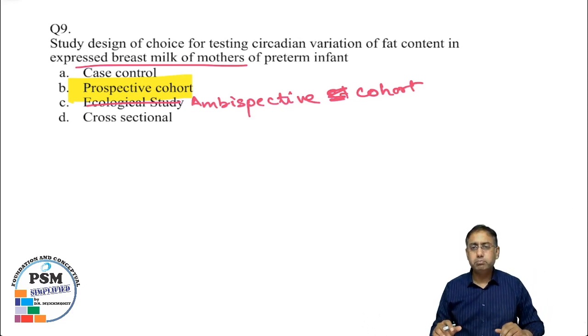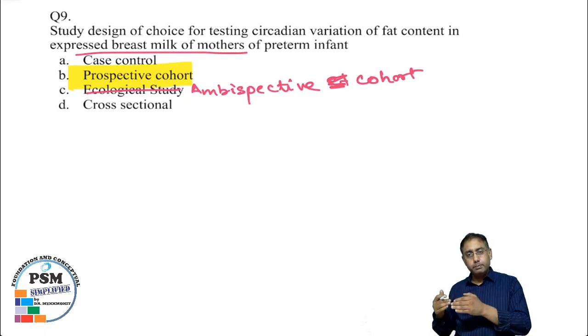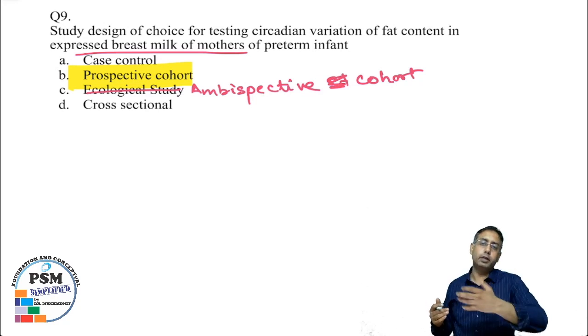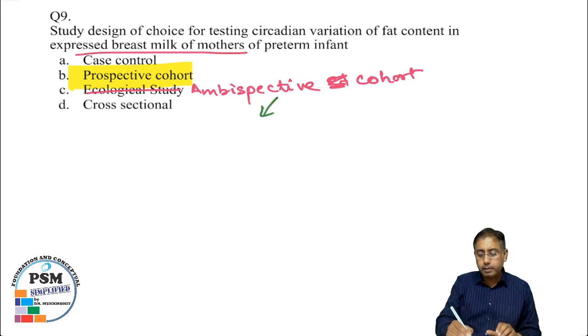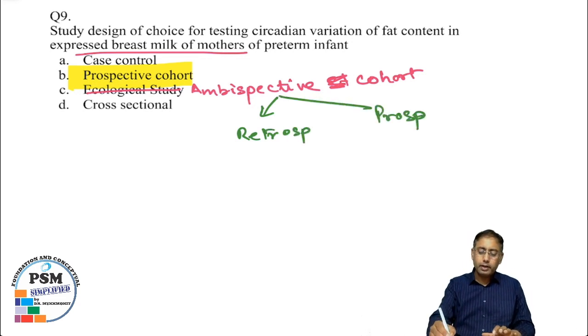Just to confuse you, they had given the option of ambispective cohorts. What are ambispective cohorts? It means retrospective and prospective, both elements are there. So there is an element of retrospective and there is an element of prospective. So that's why I would not like to choose ambispective. I would not like to choose case controls or cross sections.